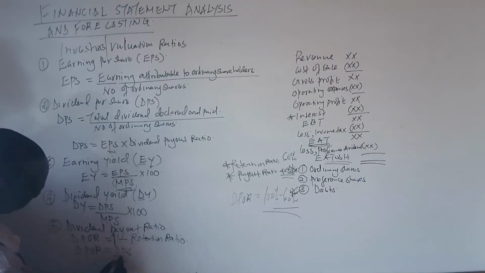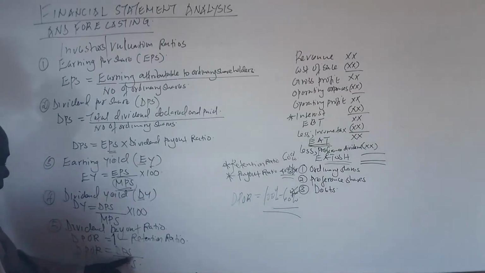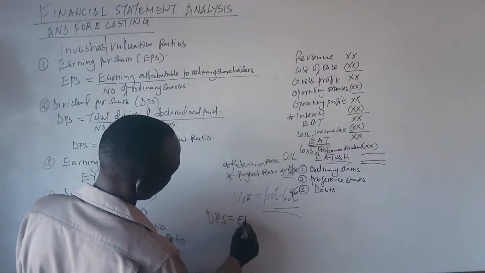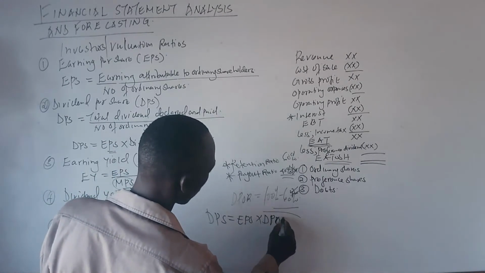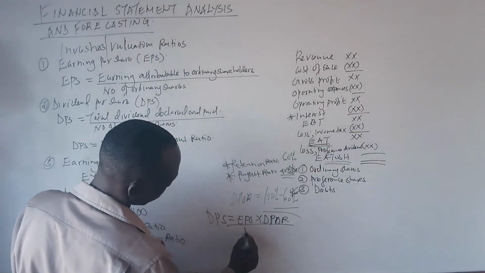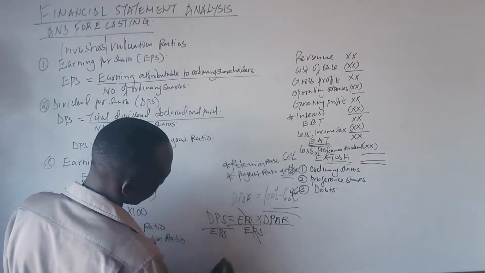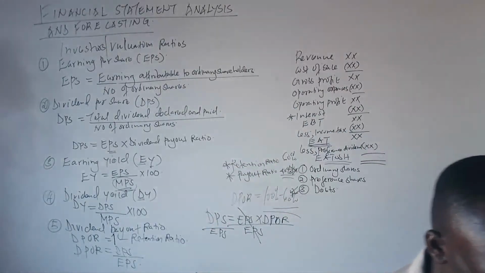Dividend per share, or over what? Over earnings per share. For us to get the dividend payout ratio, we take the dividend per share and divide by the earnings per share, because DPS equals EPS times the dividend payout ratio. Then you divide by EPS, and therefore your dividend payout ratio remains.